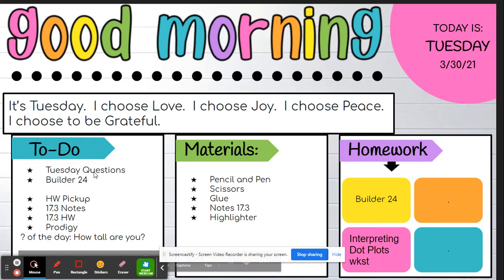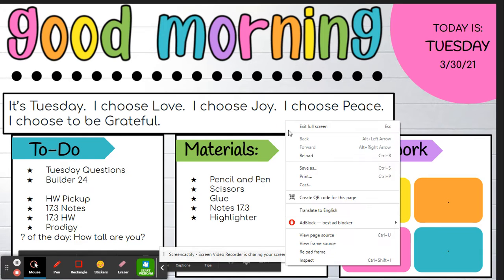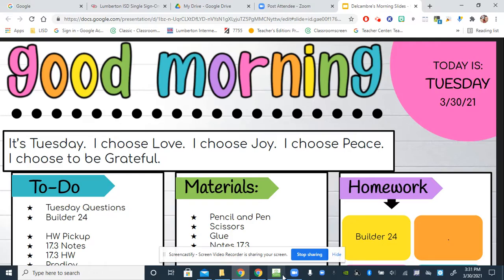What we did today was we did our Tuesday question, which is down here: How tall are you? We went over Builder 24 and the mock STAAR questions. I picked up the homework, so please make sure you have your box plot work done and uploaded. And then we did our notes, our homework, and we had time to do Prodigy. The questions on Prodigy go with your dot plot. It's actually called a line plot on there, which is the same sort of data that they're going to show you. So I'm going to stop sharing this screen and get to our notes.